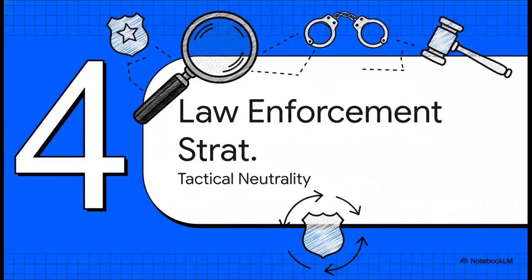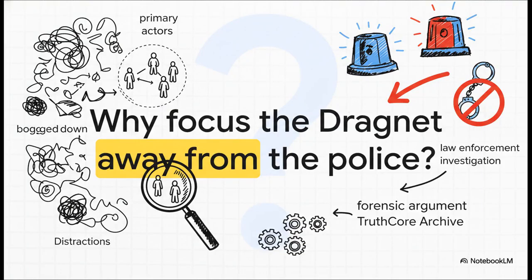Now, what's also really interesting is how the archive addresses law enforcement. It doesn't just focus on the alleged bad guys. It actually details a specific strategy for interacting with the police, which it sees as a key tactical element of this whole thing. And it poses this really strategic question. How do you keep the focus on the primary actors without getting everything sidetracked or bogged down by law enforcement?